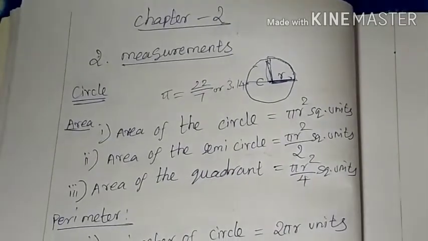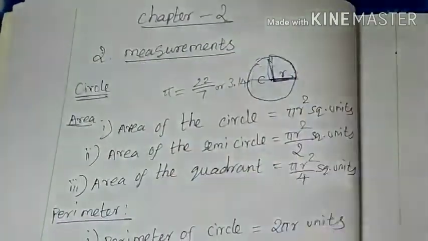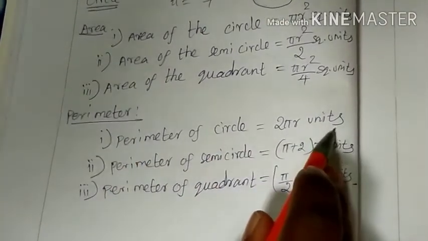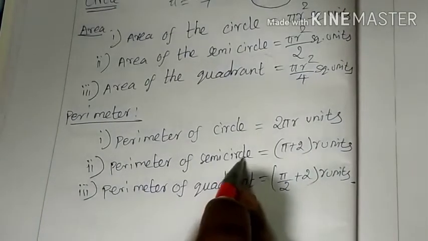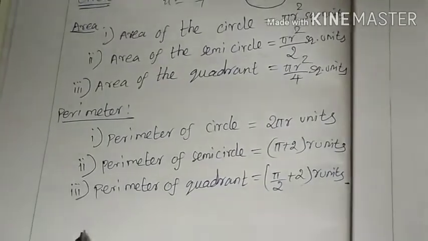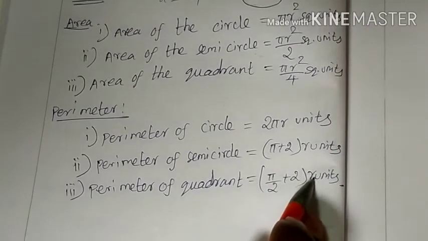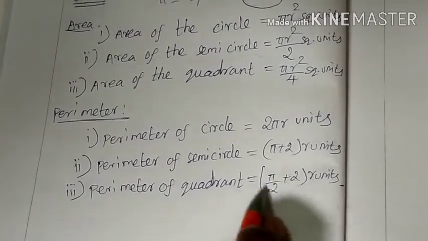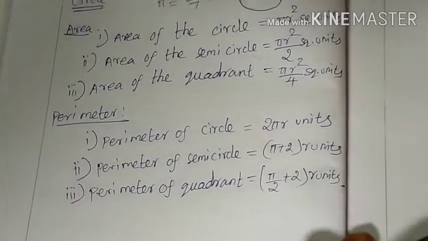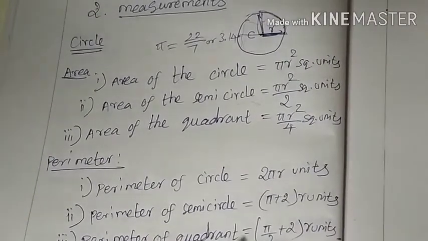Okay, that's all. Then the perimeter, the boundary line, the length of the boundary. The perimeter of a circle is equal to 2 pi r units. Then the perimeter of a semicircle is equal to pi plus 2, into r units. This is your formula. Then the perimeter of a quadrant is equal to pi by 2 plus 2, into r units. This is your perimeter of quadrant formula. All these formulas you already learned in your earlier class, 7th standard.